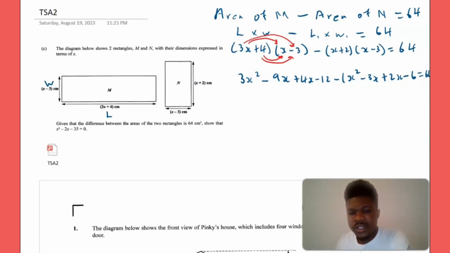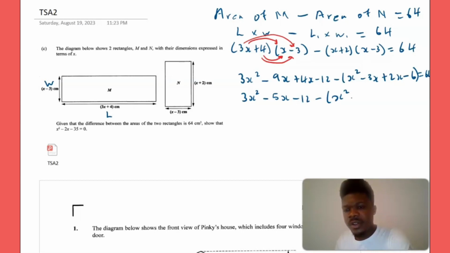Now we're simplifying, so we have 3x squared minus 9x plus 4x. That's going to give us minus 5x minus 12. And now we're going to simplify. I'm showing all the steps. I'm not skipping any steps. Simplifying the bracket here. Oh, we should close the bracket right here. So we have x squared minus 3x plus 2x, which simplifies to minus x, minus 6 is equal to 64.